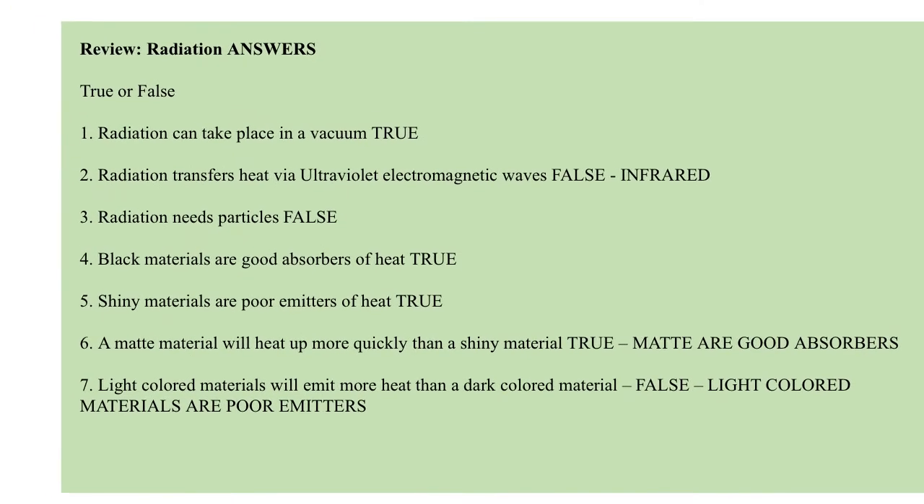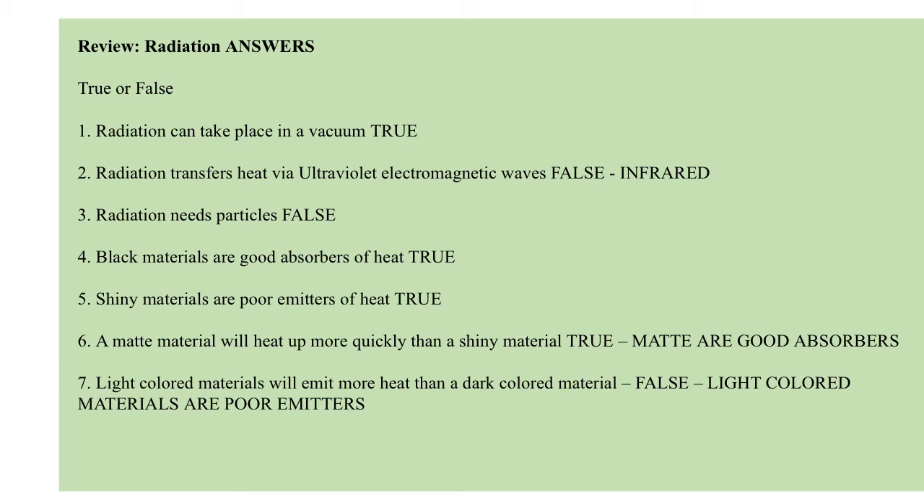Right, some answers then. True or false? Radiation can take place in a vacuum. That is true. Radiation transfers heat via ultraviolet electromagnetic waves. That is false. It is infrared. Okay. Radiation needs particles. Question 3. False. Question 4. Black materials are good absorbers of heat. That is true.